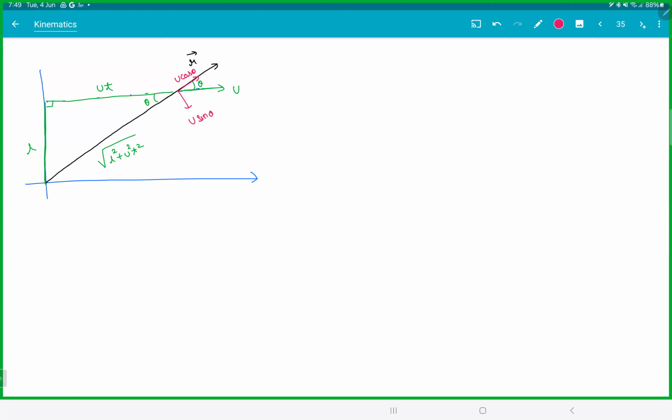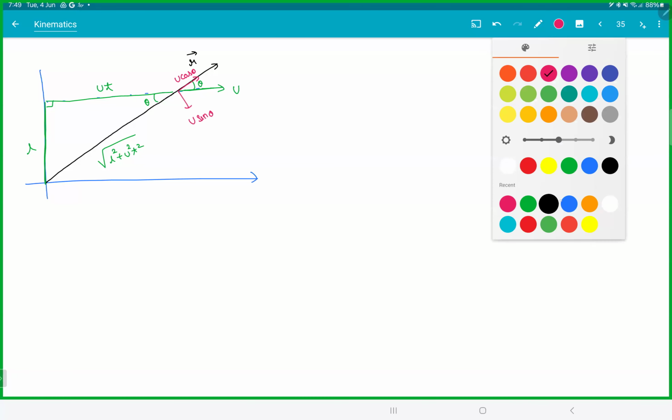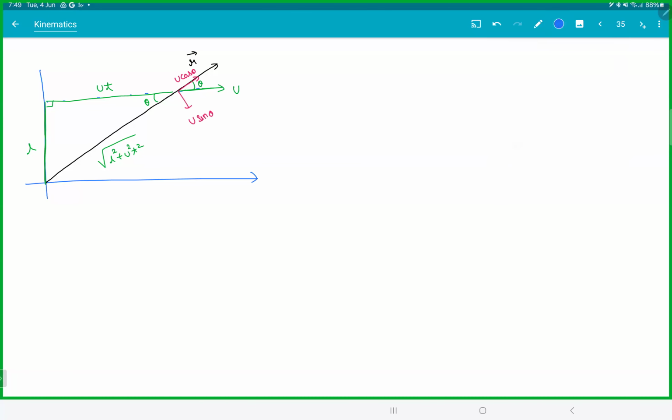Tell me one thing. What is that u cos theta trying to do? u cos theta is in which way? Along r bar, right? The u cos theta is trying to stretch the vector, isn't it? Whenever a vector changes, it can change for two reasons: one is magnitude and one is direction. Here we can clearly see the one who is responsible for changing the direction. The u cos theta is along r bar, and this is responsible for increasing the length of the vector.